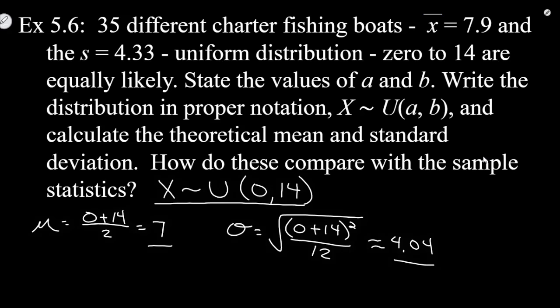And notice those are relatively close to our sample mean and our sample standard deviation. The sample mean and sample standard deviation are slightly higher. So when we compare them to the sample statistics, they are off a little bit. The sample has a slightly higher x value for the mean and a slightly higher standard deviation, or variability, there.